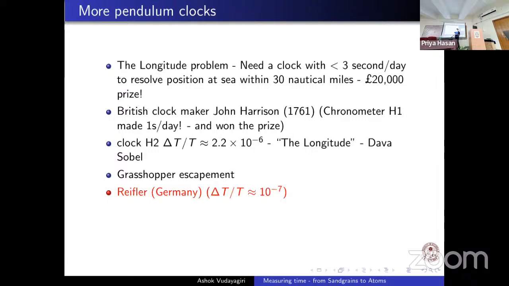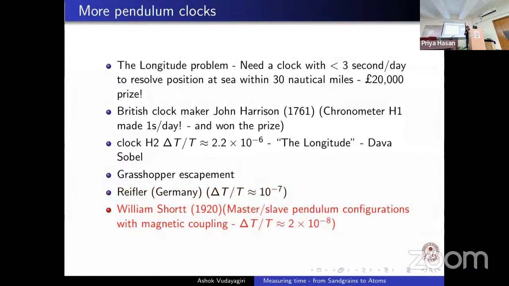Then there were further, more and more improvements. There was a guy called Riefler in Germany who made a much better coupled pendulum. Most of it was about coupled pendulum issues. He went to 10 power minus 7 seconds. You can see each order of magnitude going down was not very easy, right? It may just sound like a small number, but making a clock which was very accurate was not that easy. And this was probably the best anybody got with a standard pendulum clock, 10 power minus 8 second accuracy.